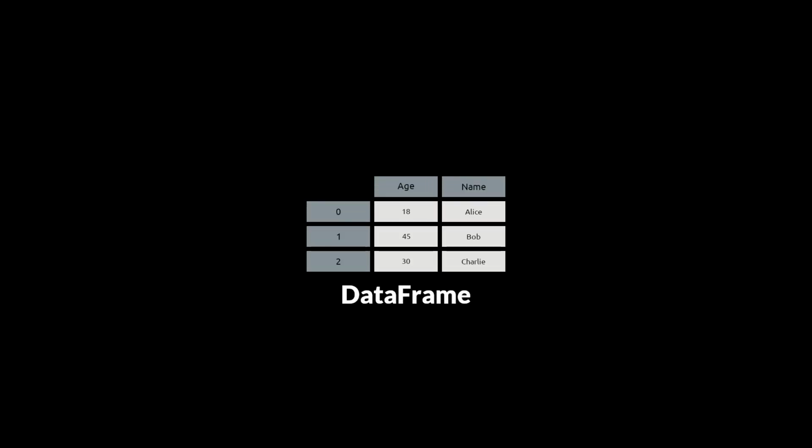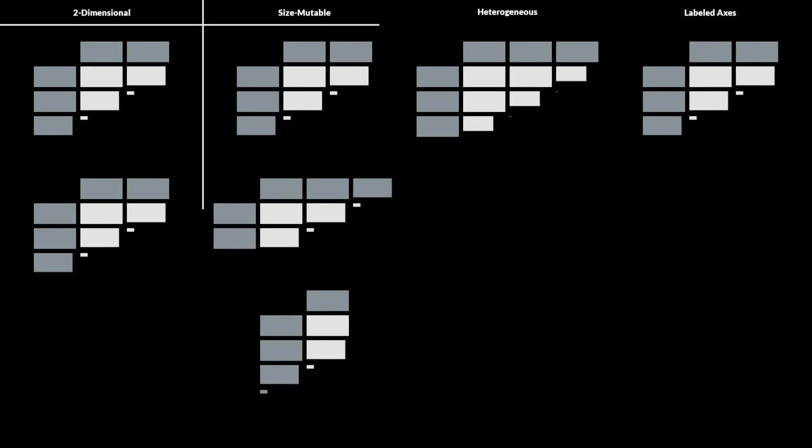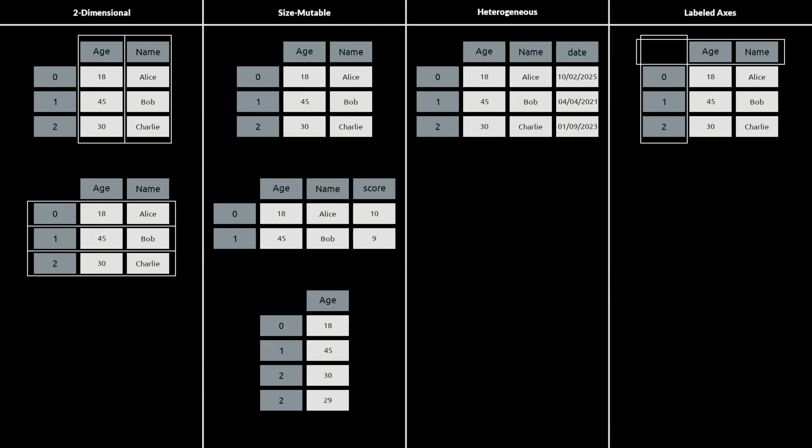So what is a Pandas DataFrame? Imagine a spreadsheet or a database table right inside your Python environment. It's a two-dimensional, size-mutable, potentially heterogeneous tabular data structure. Let's break that down. Two-dimensional: it has both rows and columns. Size-mutable: you can add or remove rows and columns. Heterogeneous: unlike a typical NumPy array, the columns can hold different data types, like numbers in one column, text in another, dates in a third.